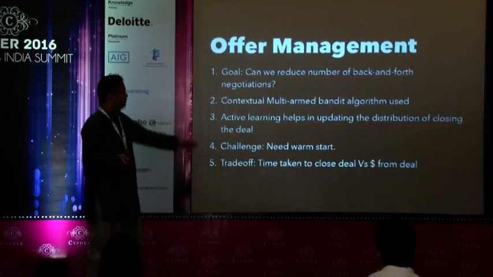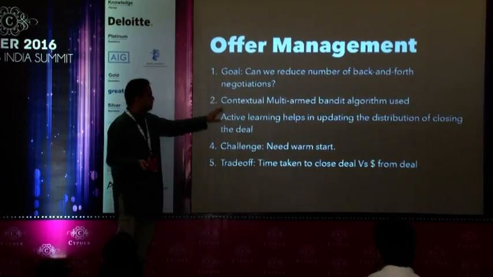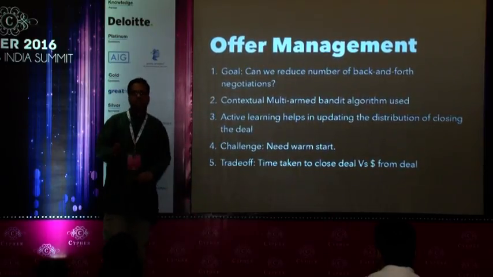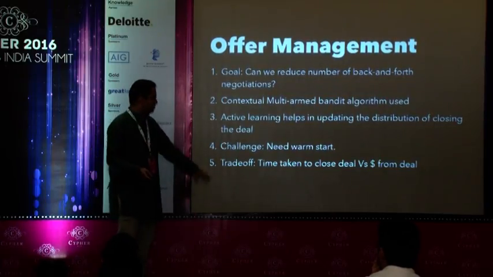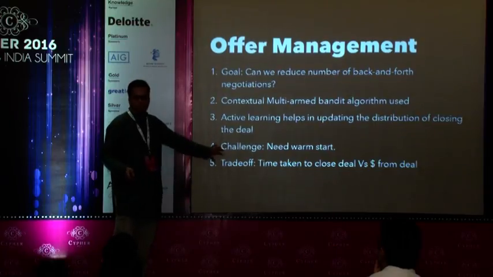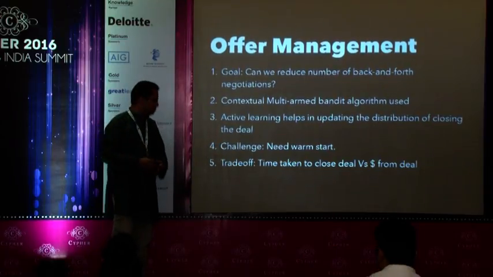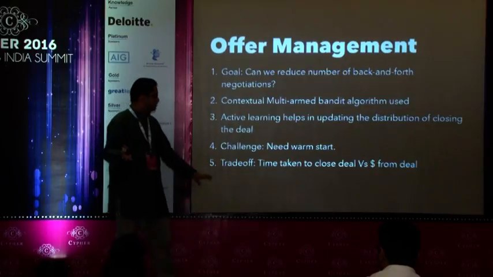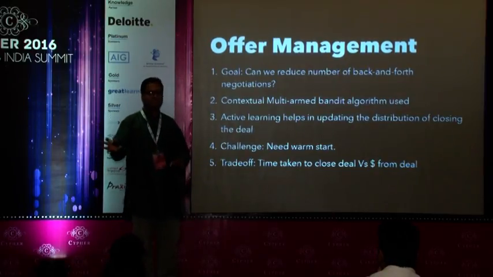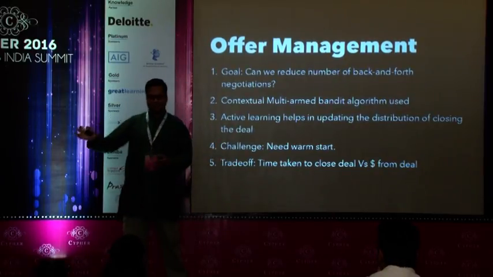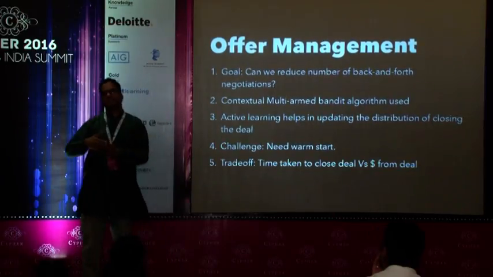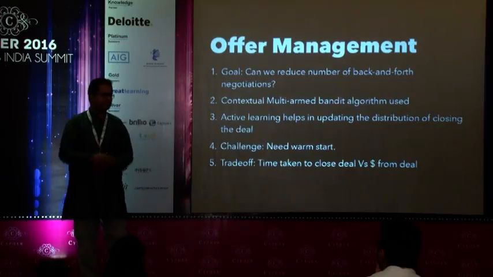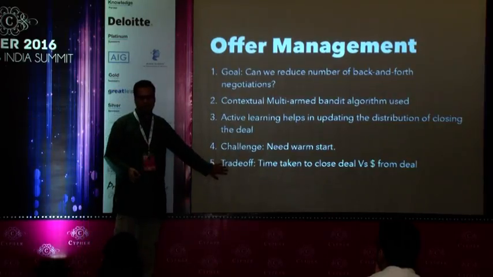Can we reduce the number of back and forth negotiations? We would use active learning too, because once you talk, you know what the updated distribution is, and you go and update your distribution. The challenge is you should come up with a warm start. The only challenge that cannot really be decided here is the time taken to close the deal versus the amount that comes from the deal. You wouldn't know if you can spend a little more time. So this is still a very hard problem to figure out.